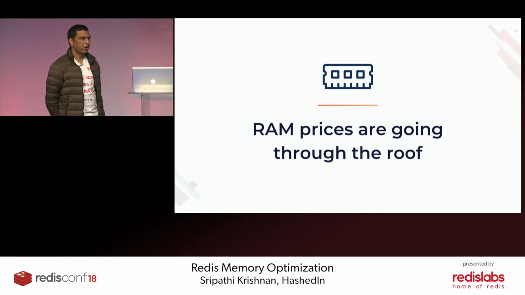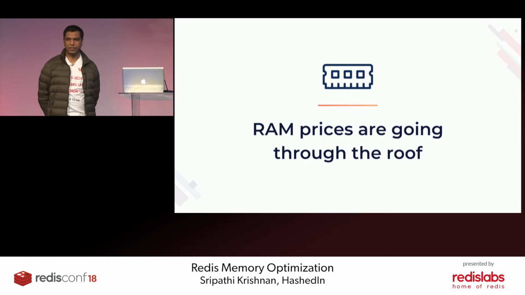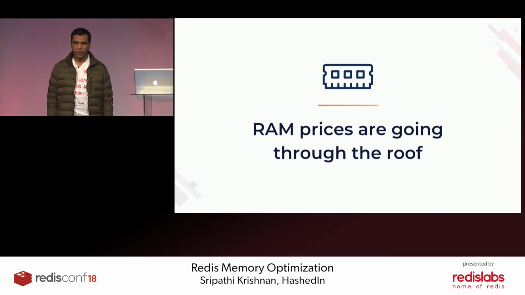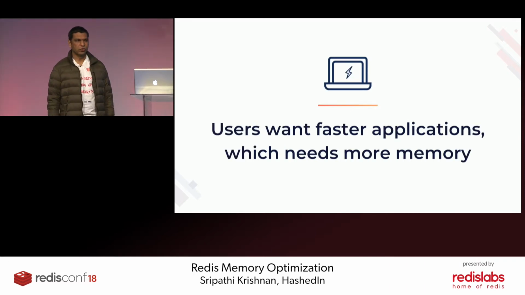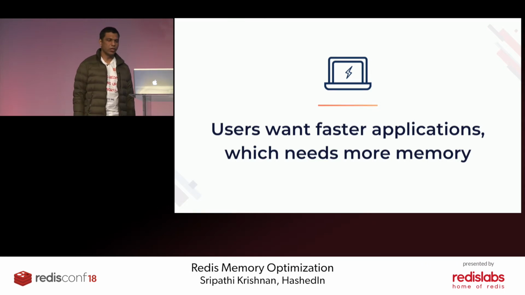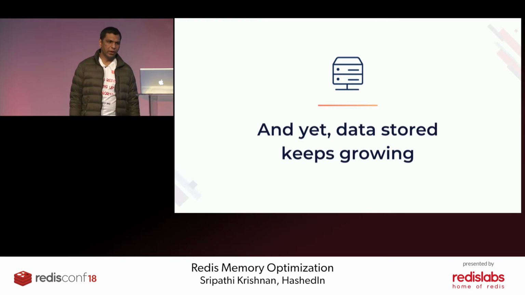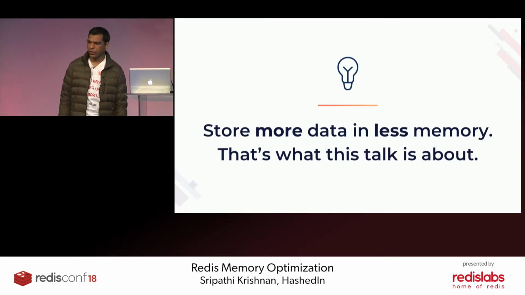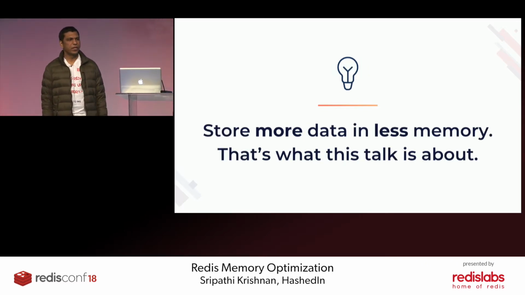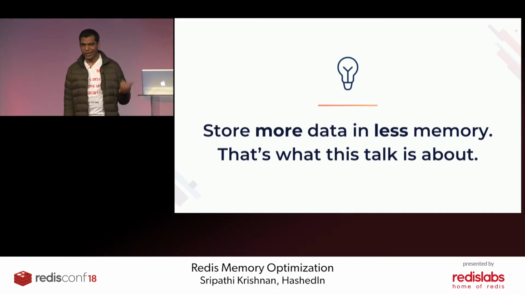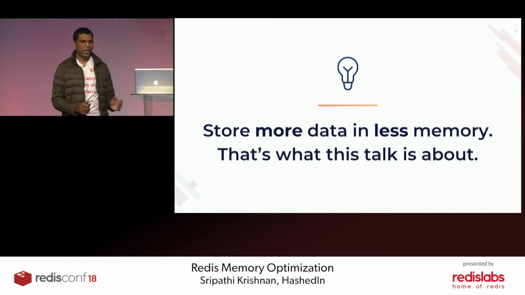So the premise of this talk is essentially that RAM prices are not getting cheaper, right? They are going through the roof, and users want faster applications, so you need more memory, and yet the data that you're storing keeps growing. So for the next half an hour, 45 minutes, I'm mostly talking about how do you store more data in Redis in the same amount of memory, either to increase the data that you're storing or to reduce your cost. That's the entire premise of this talk.